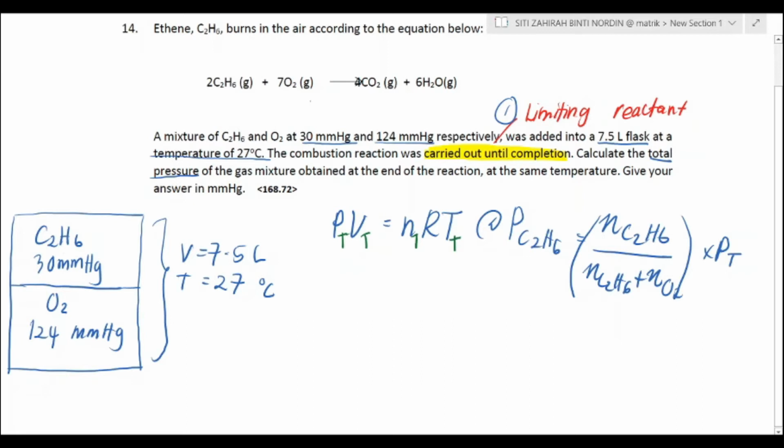Okay, but if you want to use this formula to find your total pressure, then it would involve a lot of work. You've got to find the mole for both reactants, which is going to be difficult for us because we don't have the mass. So cancel off this formula. We're not gonna use this. Okay, we're gonna use this one, the ideal gas equation.